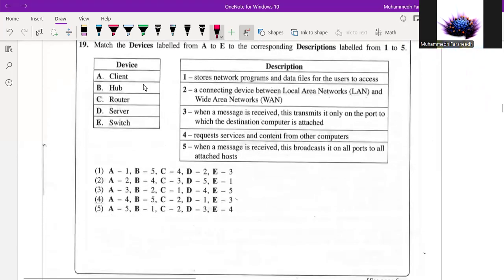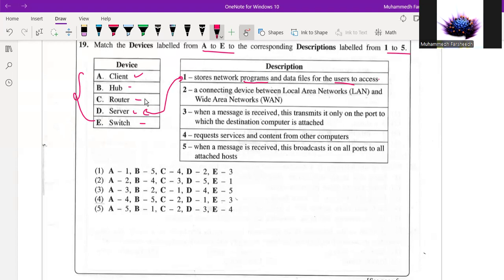Okay, question number 19. Match the devices labeled A to E with the corresponding descriptions from 1 to 5. Okay, we have client here. We'll go for the right side because it is shorter. It's better to go for the longer and match with what is shorter. Stores network programs and data files for the users to access. So client does not do that. Hub, router, switch, these three are network devices, and this is the client and this is the server. So that should be the server, which stores things for users to access.